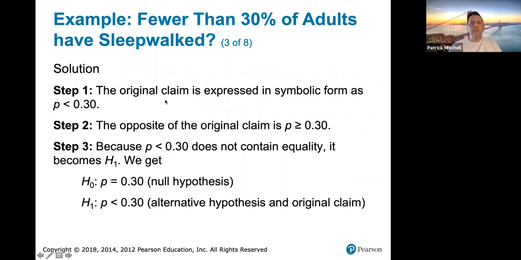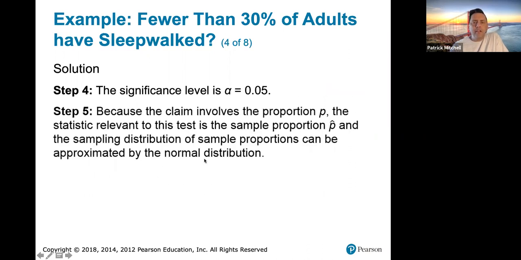Okay, so the original claim was that fewer than 30% of adults have sleepwalked. The opposite of that is p is greater than or equal to 0.3. Since the original claim does not include equality, that will be our alternative hypothesis. The null hypothesis will be that p equals 0.3. Significance level is 0.05. Because the claim involves the proportion p, the statistic relevant to this test is the sample proportion p hat.